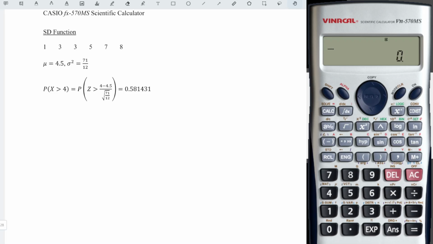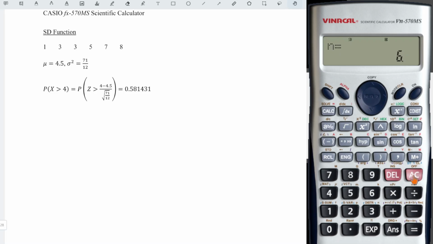In this video, we will learn how to use the T function in the Casio calculator. First, we press mode 2 times until we see T function 1. Input the data set that we have: 1, plus 3, plus 3, plus 5, plus 7, plus 8, plus.